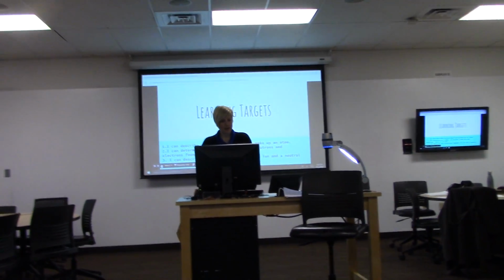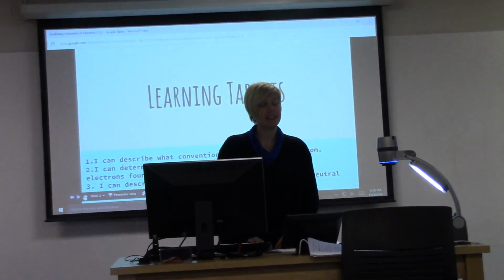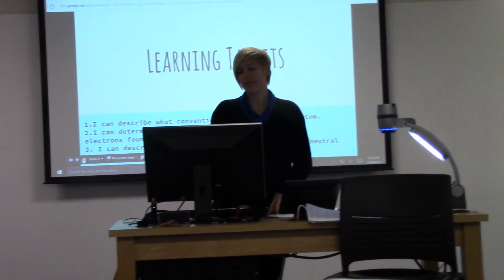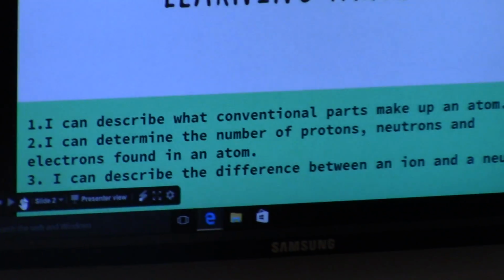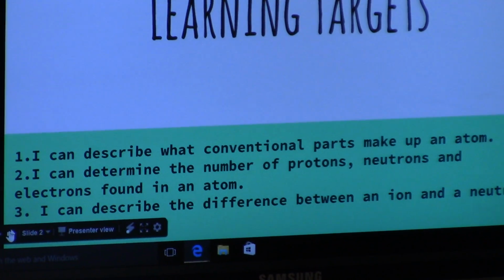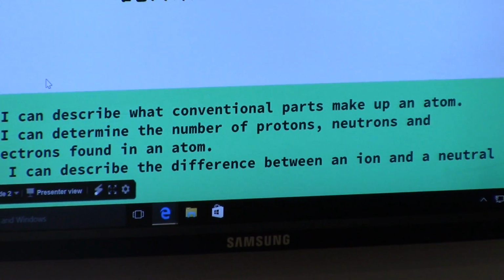I'll start off with our learning targets. By the end of this, you'll be able to describe what conventional parts make up an atom, and be able to describe the number of protons, neutrons, and electrons that are found in an atom, and you'll be able to describe the difference between an ion and a neutral atom.